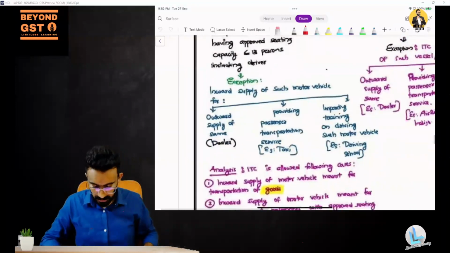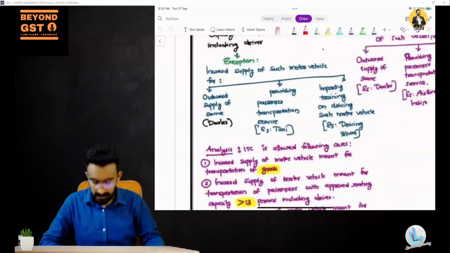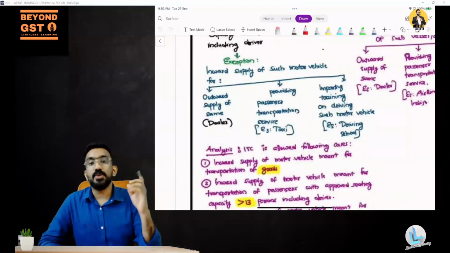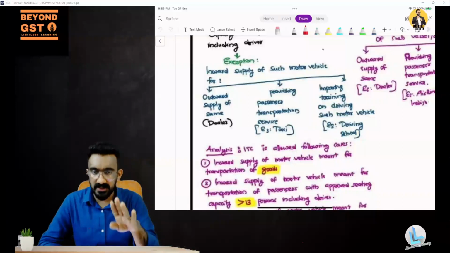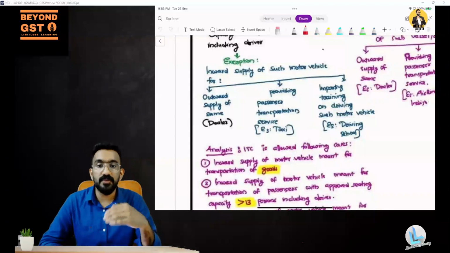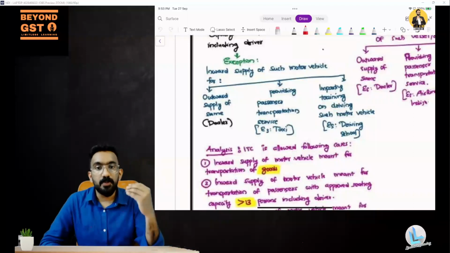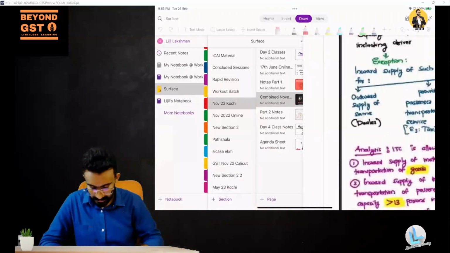Exception to block to credit. There are 3 exceptions. I'll read it first and then we'll go and see the examples. First, inward supply of such motor vehicle, which means a motor vehicle meant for transportation of passengers with seating capacity less than 13, purchased for providing outward supply of the same, which means a dealer. Second, for providing passenger transportation service, for example a taxi. Third, for imparting training on driving such motor vehicle, like a driving school. Now we'll go and look at the examples.